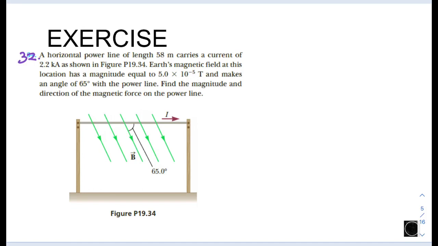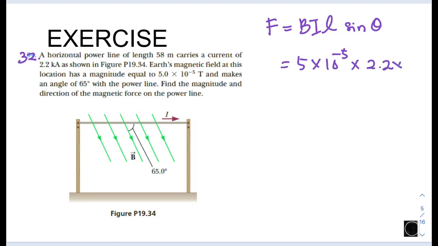If we refer to this, the angle is already given between the current flow and the B of the Earth. The B of the Earth is represented by the green color here. So the angle is 65. Now we're going to solve it. As we know, F equals BIL sin theta. So what is our B? 5 times 10 to the power of negative 5, times the current. Where is the current given? 2.2 kilo, so 2.2 times 10 to the power of 3, times the length, 58, times sin of what's the angle?